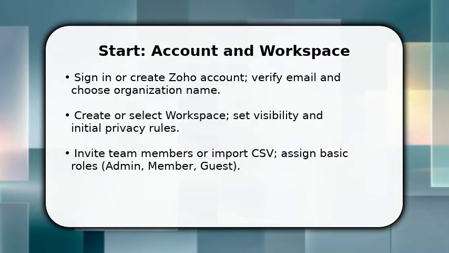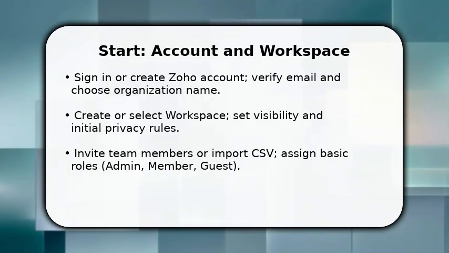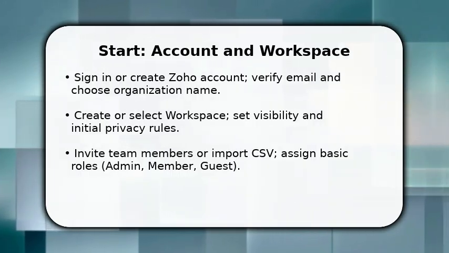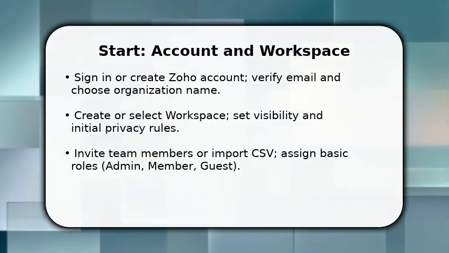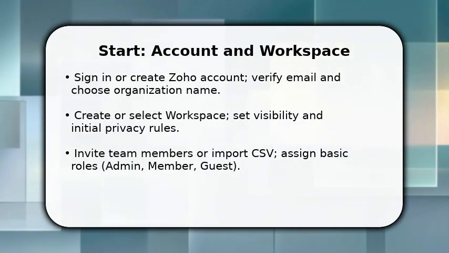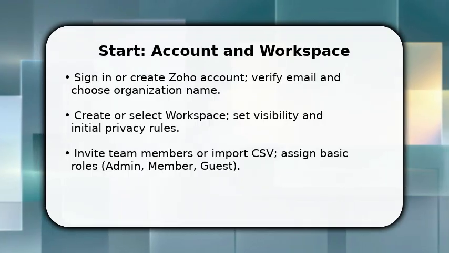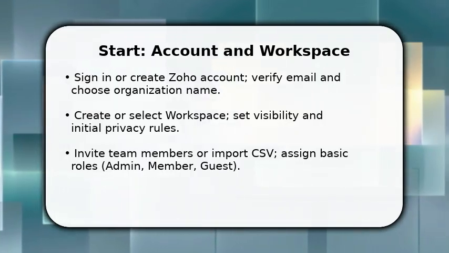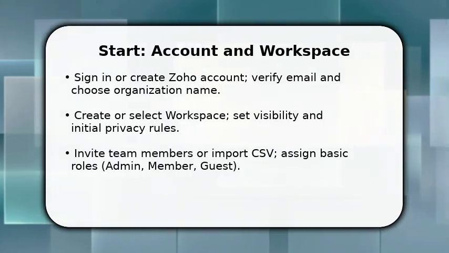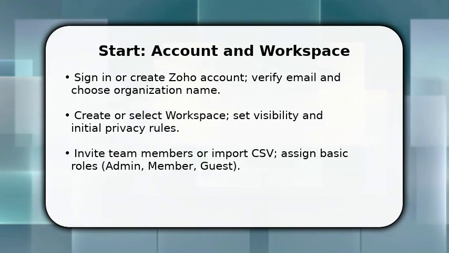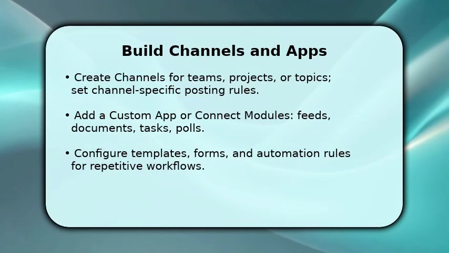You begin by signing in and verifying your Zoho account so everything links to one organization. Create or pick a workspace immediately and set visibility, public for open teams or private for restricted groups, because that controls access. Next, invite users or import a CSV so people appear in the directory. Assign admins, members, or guests now to avoid permission issues later. Once done, make sure basic roles are clear so your next steps, channels and apps, apply cleanly to the right people.